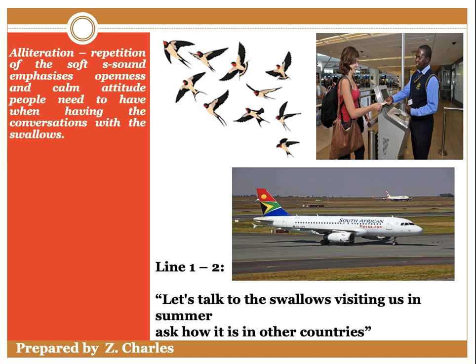Also, we have some nice alliteration there. Swallows, summer. It's a repetition of the S sound, which is a soft sound. S for swallows, S for summer. The repetition of the soft S sound emphasizes openness and calmness, a calm attitude. So it's a nice conversation you need to have. It's not an aggressive conversation. You need to talk softly and nicely to the swallows. And that's kind of the reference to the effectiveness of the alliteration in those lines.